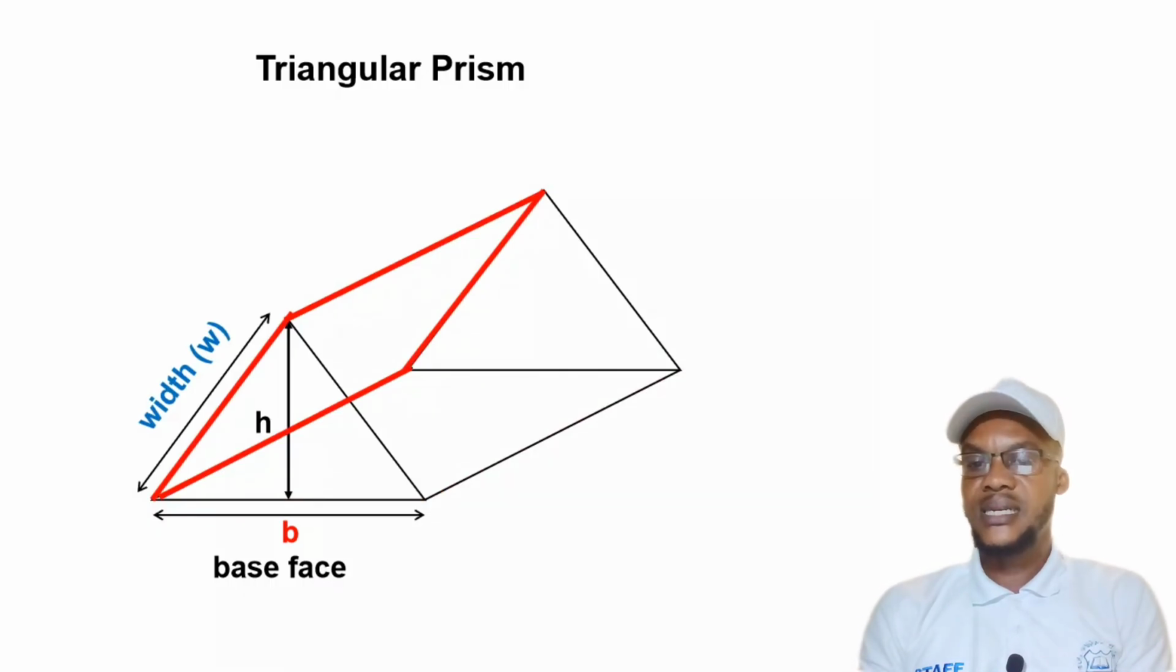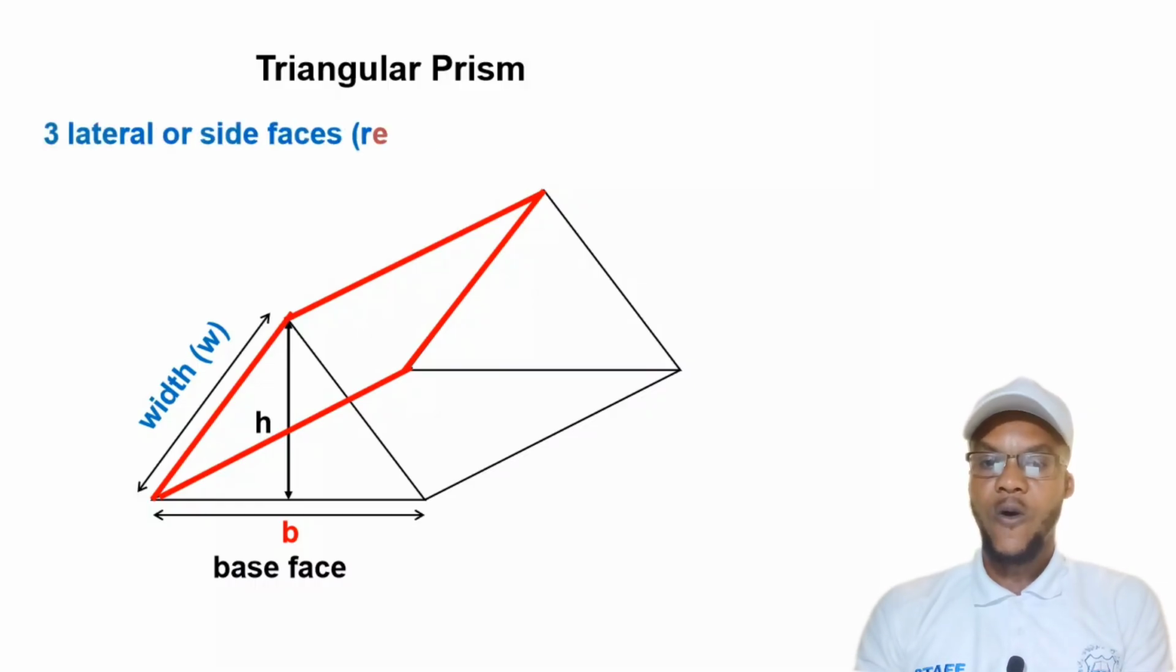So it means that if you take a triangular prism, we have two base faces. Okay. You have two base faces, and then you have three what? Lateral or side faces, which are all what? Rectangular faces. Yes, you can see for yourself. And those rectangular faces make the height of the prism. So take note of that.